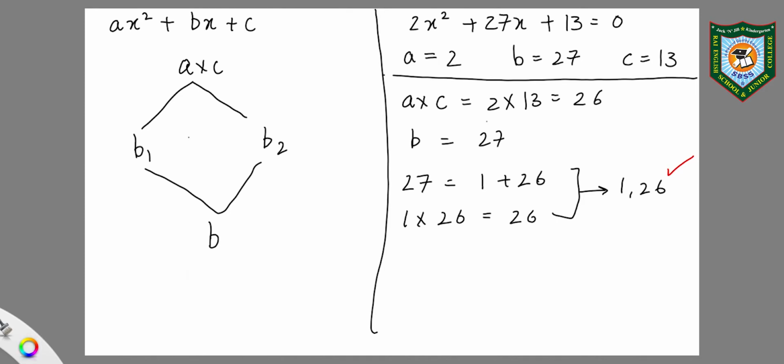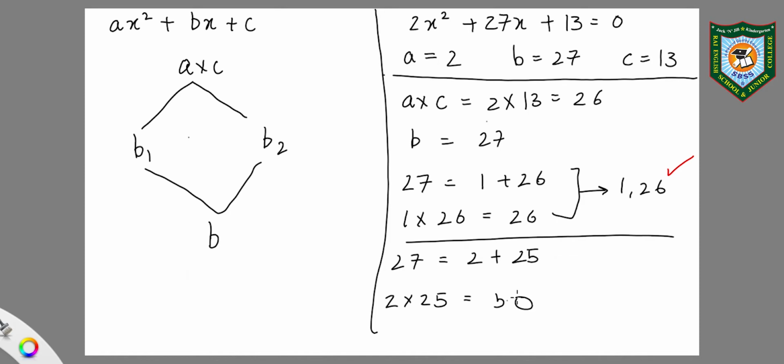Then we'll check another number. Let's say 27 can be divided into 2 plus 25. 2 into 25 is equal to 50, but this is not equal to a times c. So 2 and 25 cannot be the factors because I cannot get the product b1 times b2 equal to a times c. Remember, we need both the conditions to be true in order to solve a quadratic equation using the factorization method.